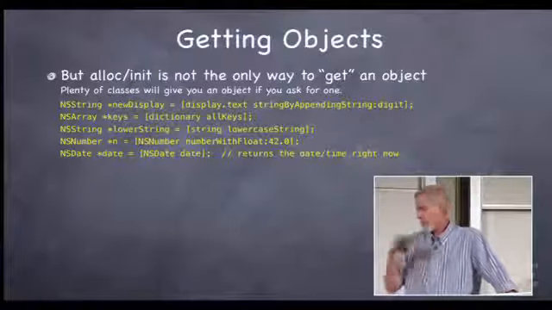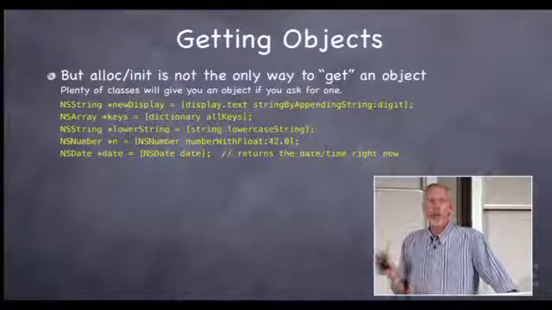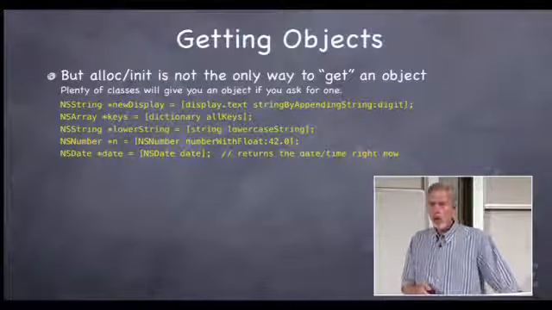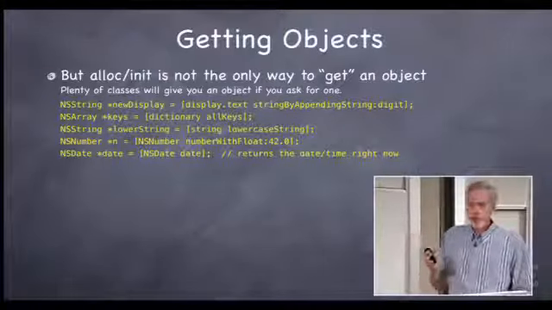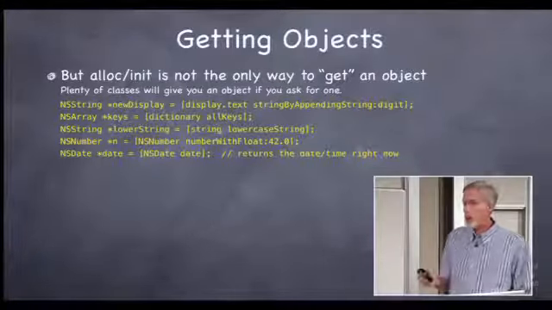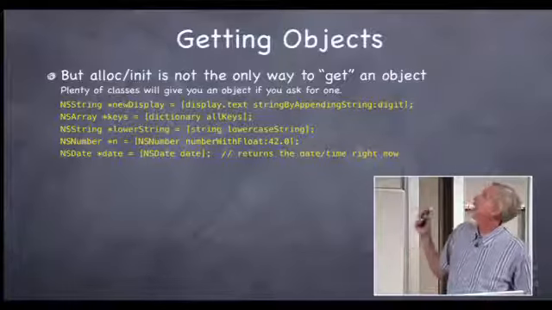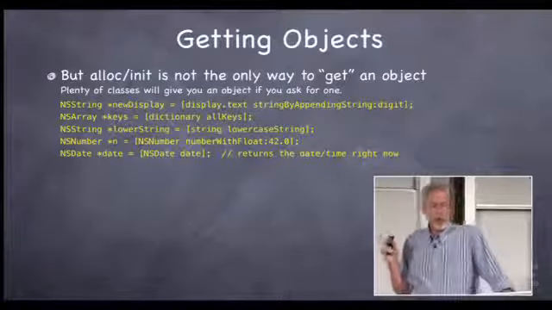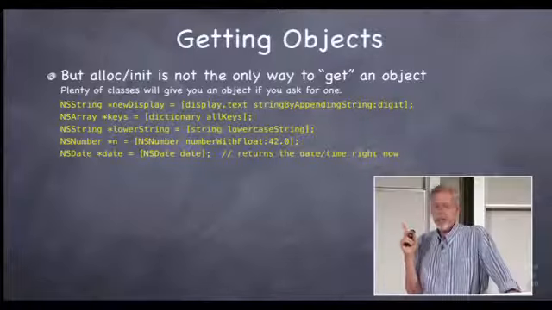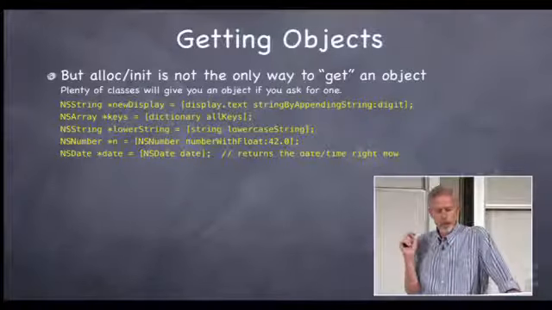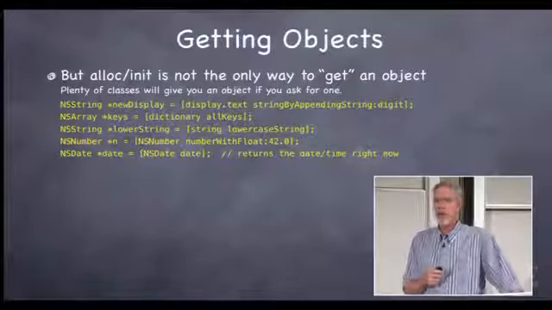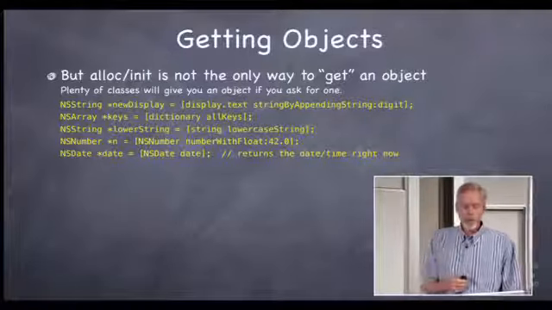All the rest of the time we're throwing objects all over the place and we didn't alloc init any of them. So there are plenty of classes, hundreds of classes with hundreds of methods each sometimes, that will give you an object. So for example, NSString new display equals display.text string by appending string digit. You probably recognize something similar to the calculator, right?